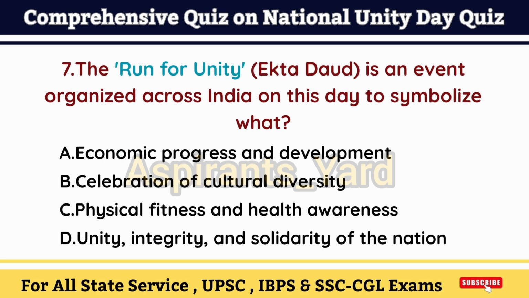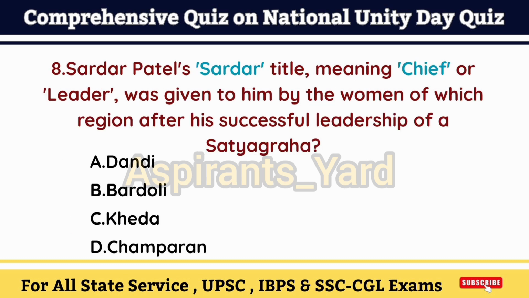Seventh one, the Run for Unity, that is Ekta Daud, is an event organized across India on this day to symbolize what? Answer is to symbolize unity, integrity, and solidarity of the nation. Eighth one, Sardar Patel's Sardar title, meaning chief or leader, was given to him by the women of which region after his successful leadership of Satyagraha? Answer is from the region of Bardoli.